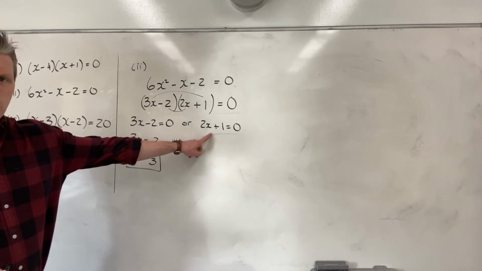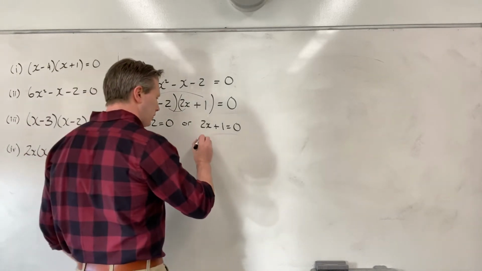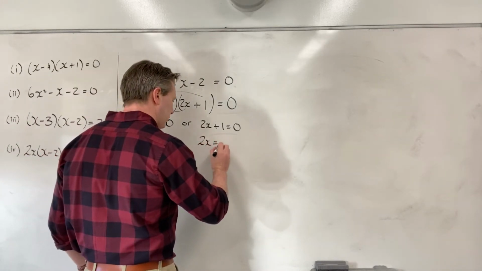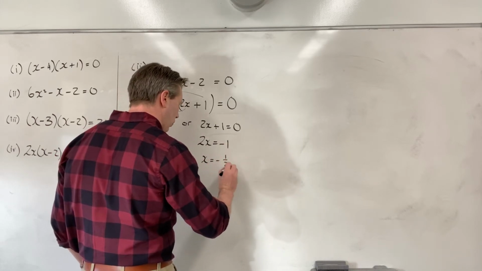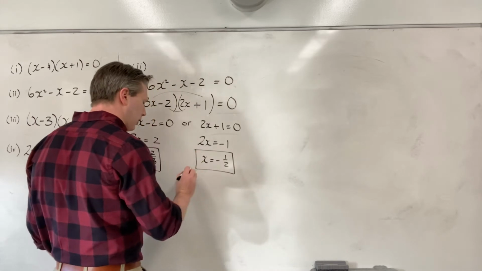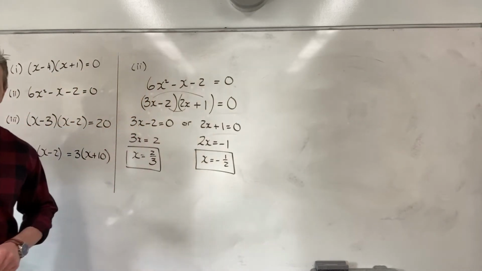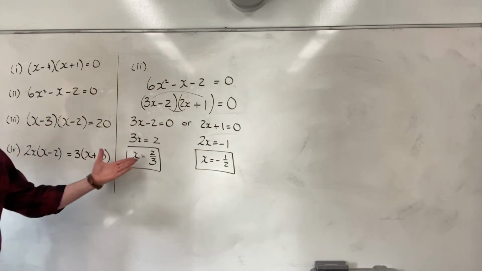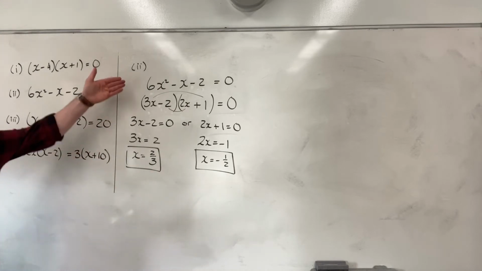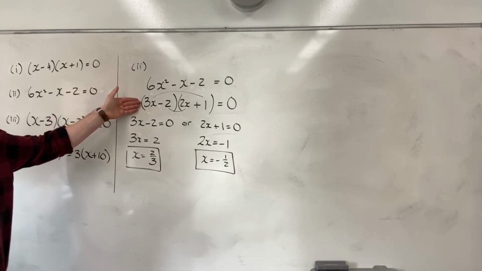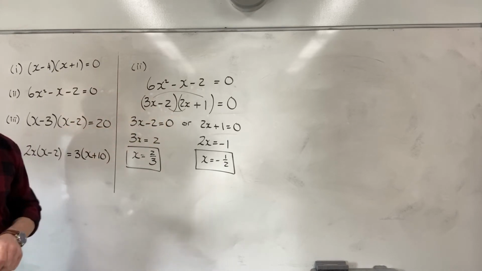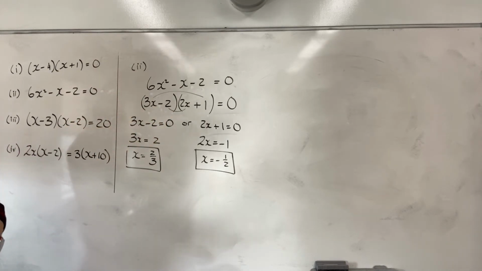Solving this one, 2x plus 1 is equal to 0, well therefore 2x must be equal to negative 1, and therefore x must be equal to negative 1/2. And that is my other solution, that is my other root. And so I have found the two roots, by first taking my quadratic trinomial, factorizing it, and then solving the equation. All right, so that's those first two done.